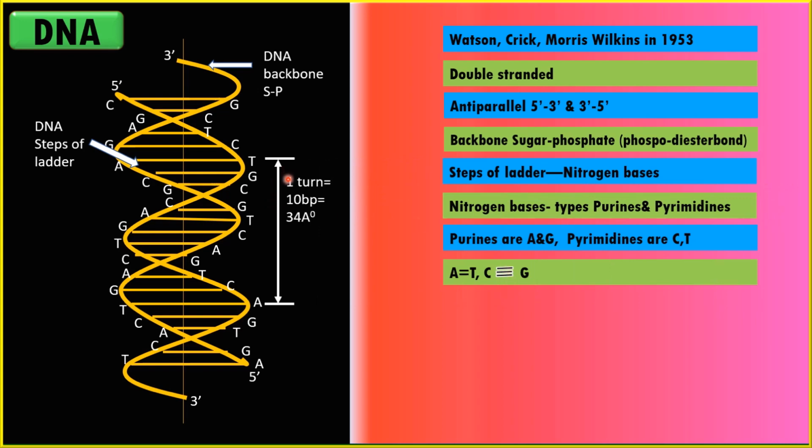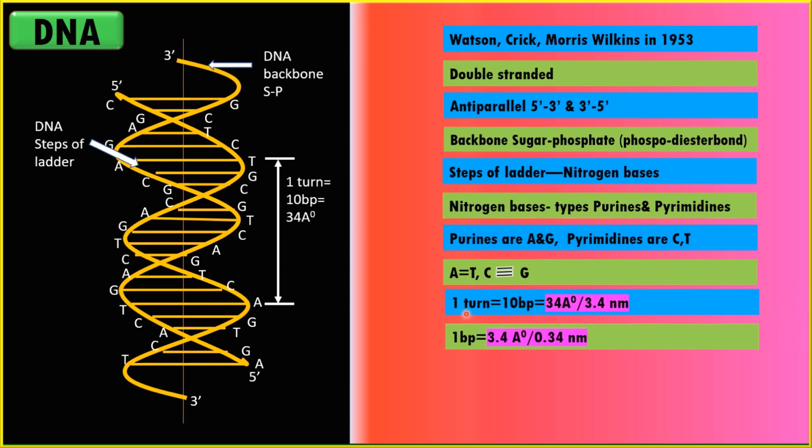Now one turn of the DNA has 10 base pairs with the length of 34 angstrom. Therefore the distance between successive nucleotides is 3.4 angstrom. So here one turn contains 10 base pairs with 34 angstrom. Therefore the length of one base pair is 3.4 angstrom. If you convert angstrom into nanometer, this becomes 3.4 nanometer, whereas this becomes 0.34 nanometer. So just remember, angstrom is smaller as compared to nanometer.